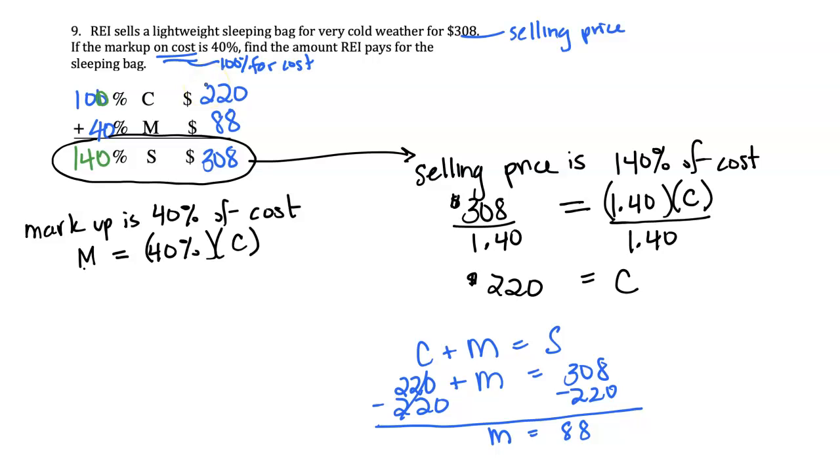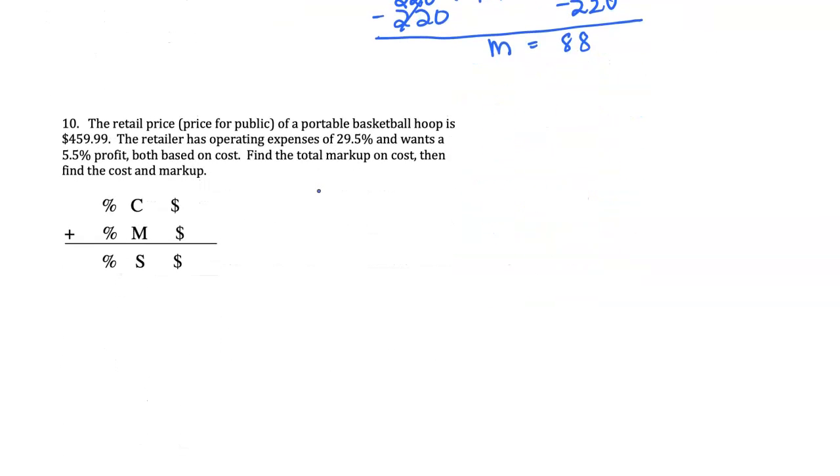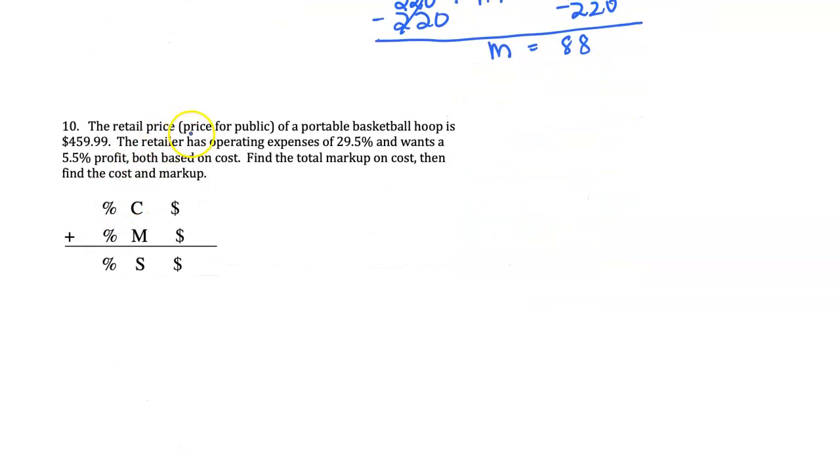Let's work on one last question to end the section. The retail price, which is the price for the public, this would be the selling price, of a portable basketball hoop is $459.99. The retailer has operating expenses as 29.5% and wants a 5.5% profit. Both are percentages of cost. Find the total markup on cost and then find the cost and the markup.